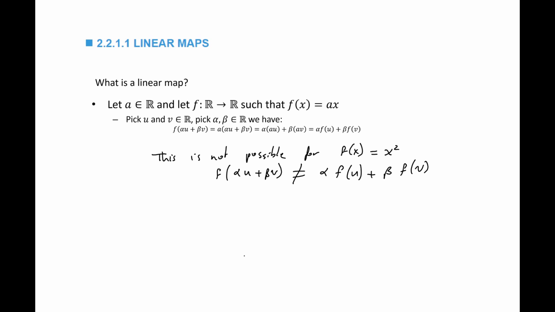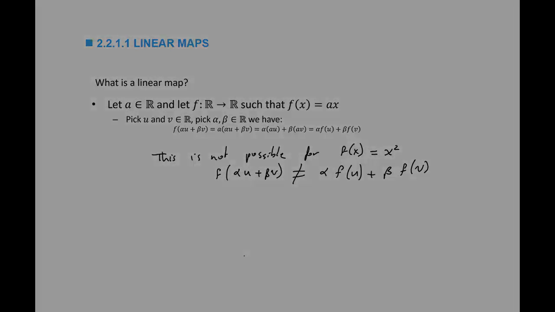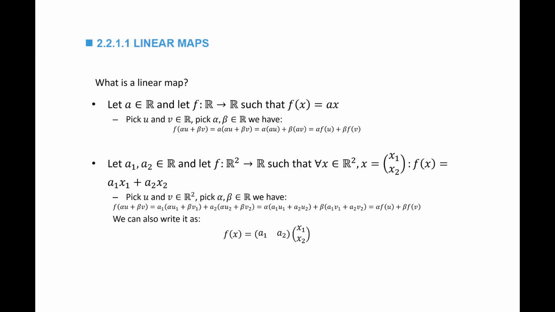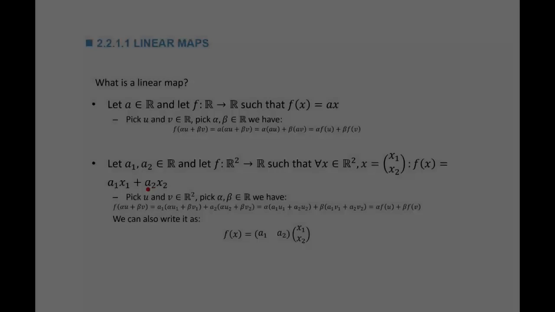Okay, let's look at another example. In this new example, we have a1 and a2 real numbers, and now I have a function f that's from a two-dimensional vector space to the real numbers. So for every vector in R2, and this vector has two components x1 and x2, the function is equal to this first number a1 multiplied by the first component of the vector plus a2 multiplied by the second component of the vector. So f takes a vector and gives me a real number, and this real number is equal to a1 x1 plus a2 x2.